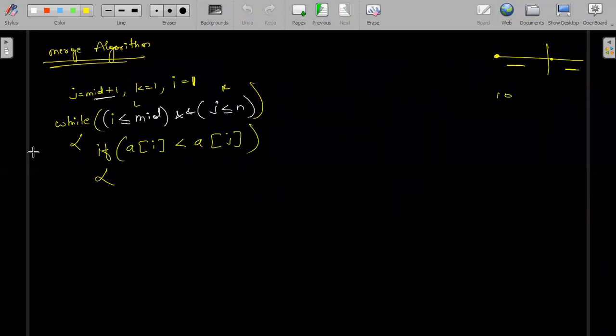Nothing extra. Now what are we going to do? If it is true, see here, that is what I told you, 10 and 11. 10 is less than 11. True. What you have to do? You have to move the element or not?